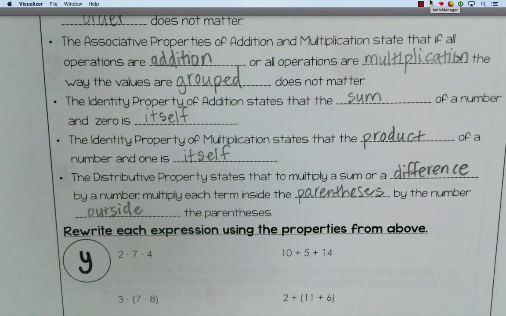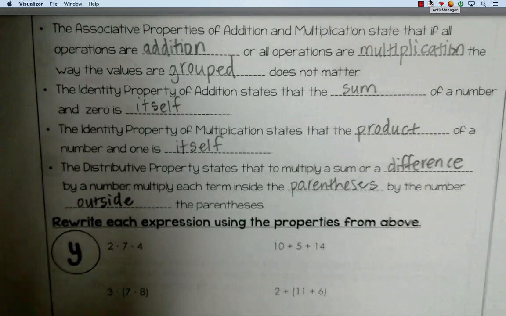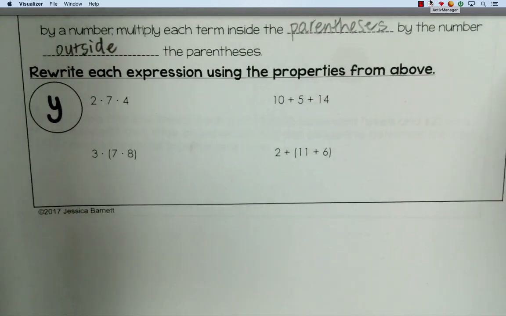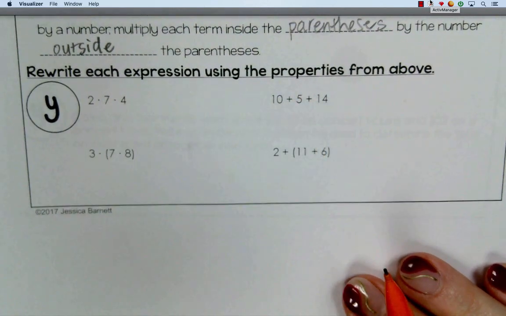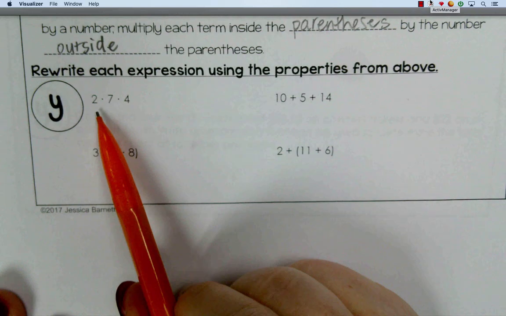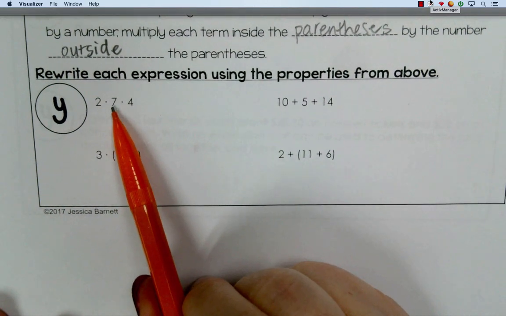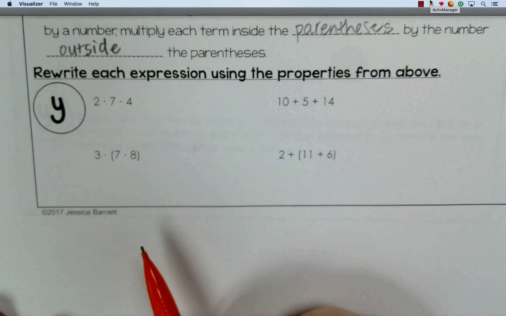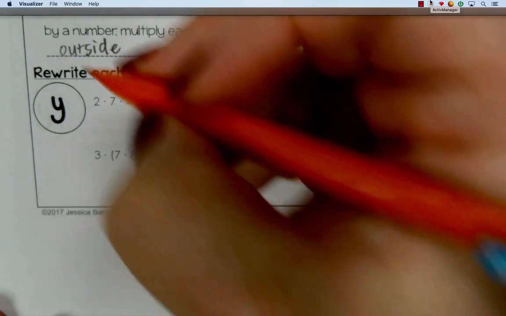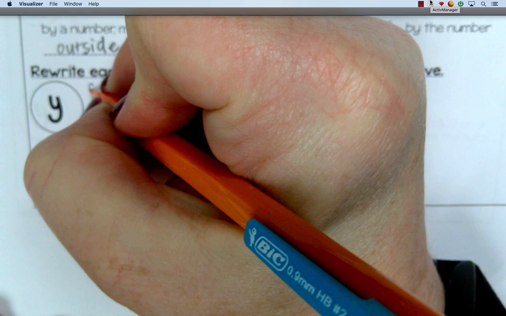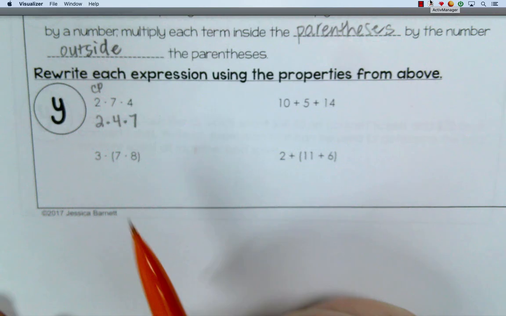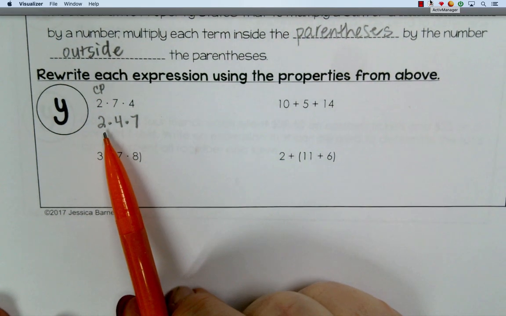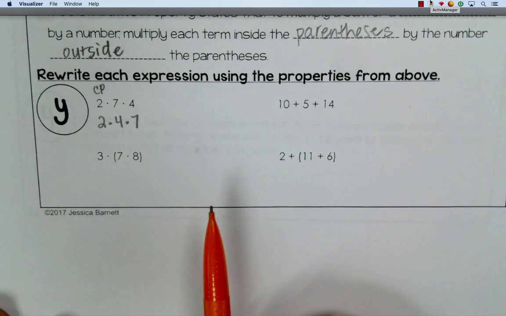So what they're saying here is they want you to rewrite each expression using the properties above it. I'll give you one example. For example, 2 times 7 times 4. I'm going to use the commutative property here. I'll write CP for commutative property, and do 2 times 4 times 7, because we're multiplying. When you change the order of your numbers, you still get the same product.